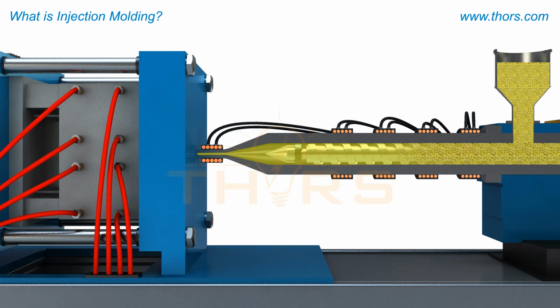As the plastic material is conveyed, it is compressed against the barrel wall, which creates friction. This friction, called shear, melts the material when it rubs against another surface, allowing the material to flow.